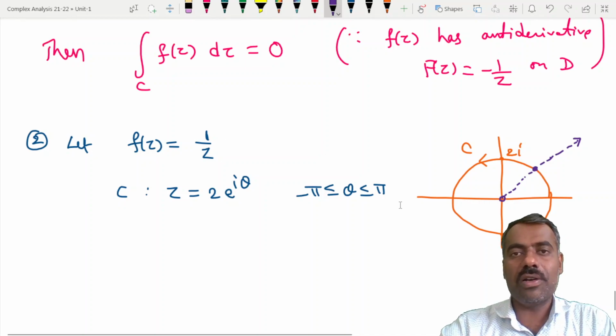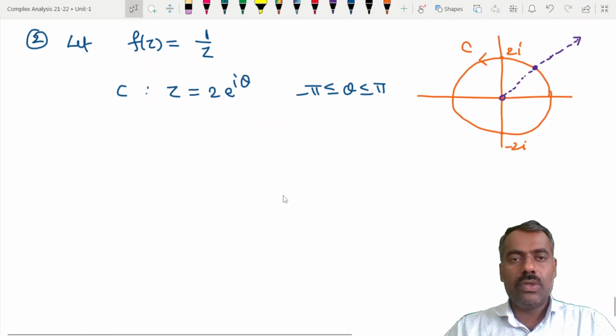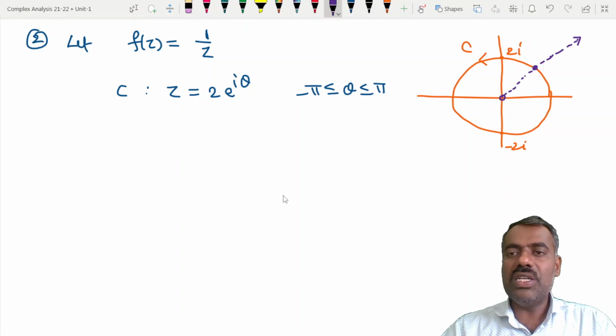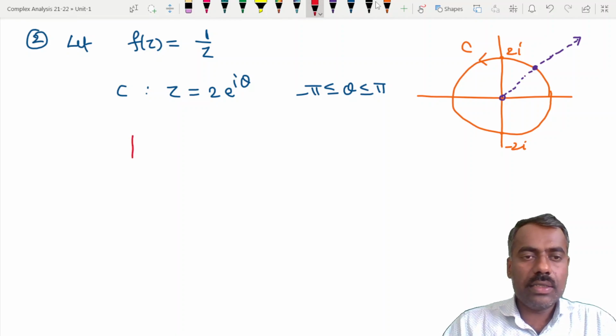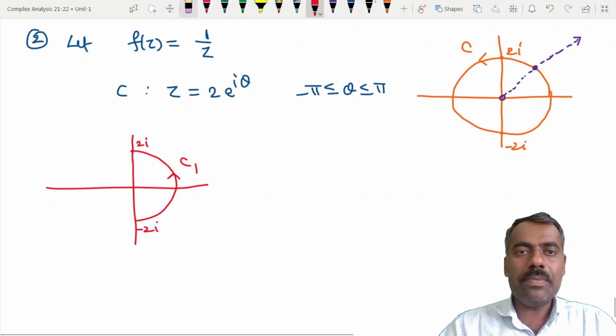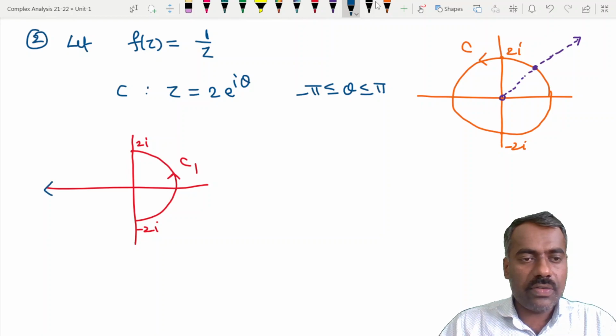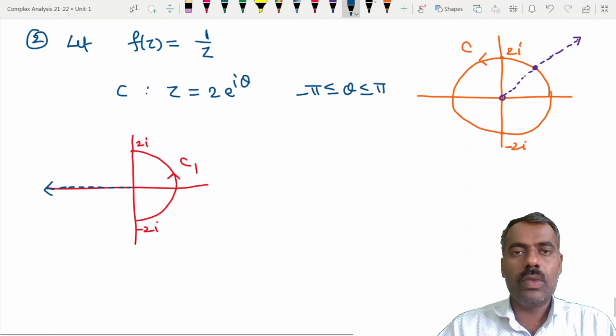Here in this example it is log, right? So how will we do this? We'll split, or we'll divide, this C into two parts. So let me draw that. We'll consider the same one. This is the C1, which is from minus 2i to 2i. The other one, at that time we will consider this as our branch which doesn't cut.